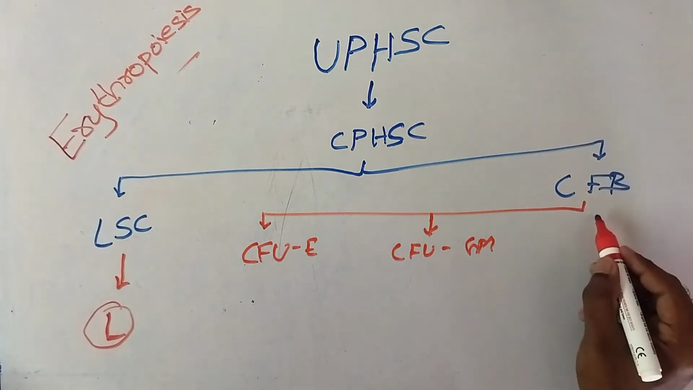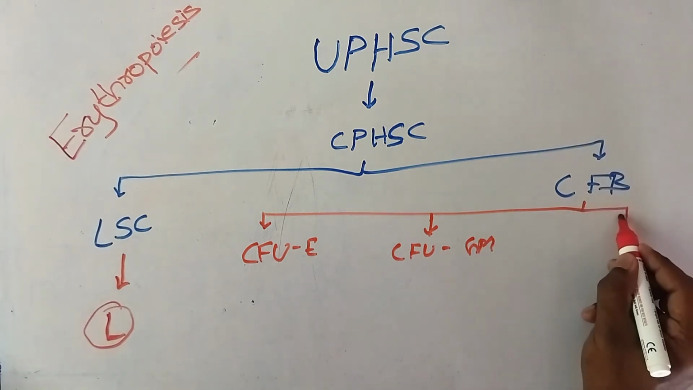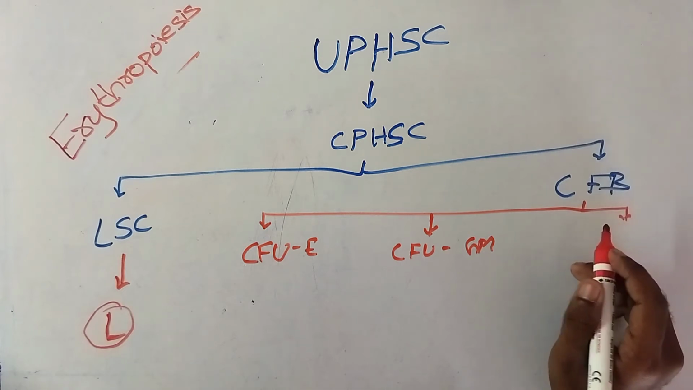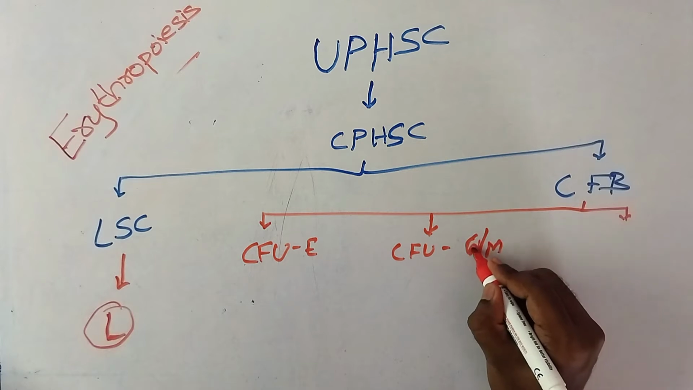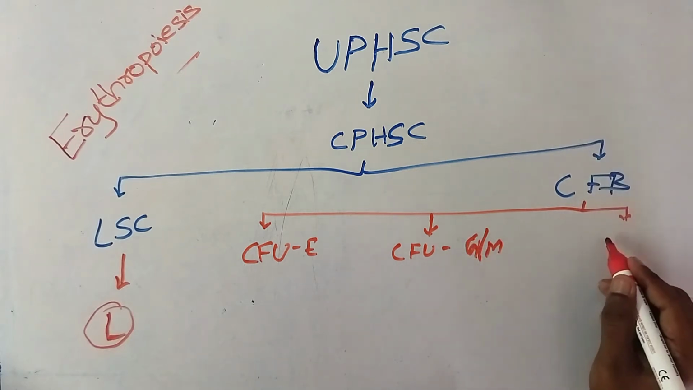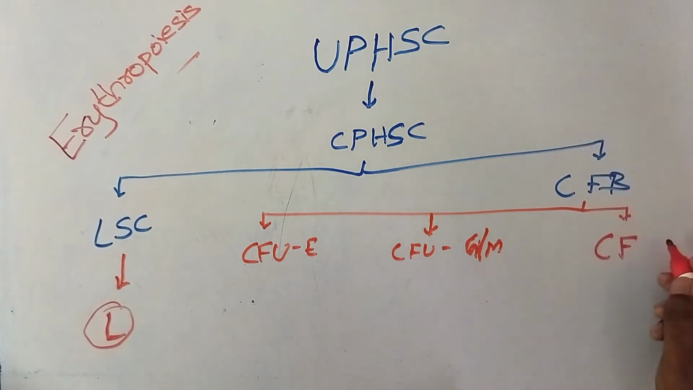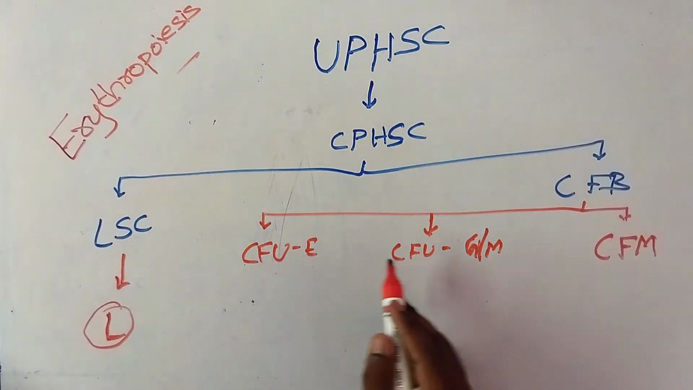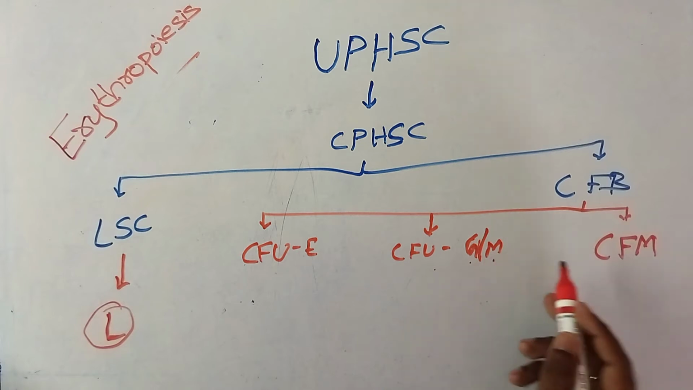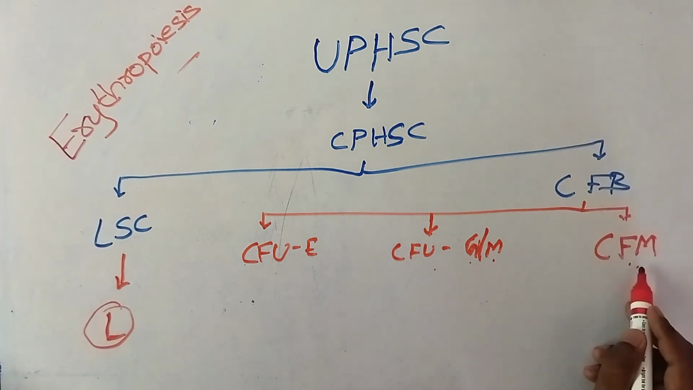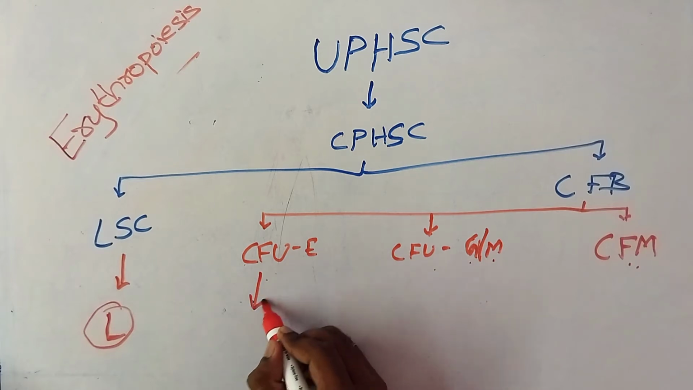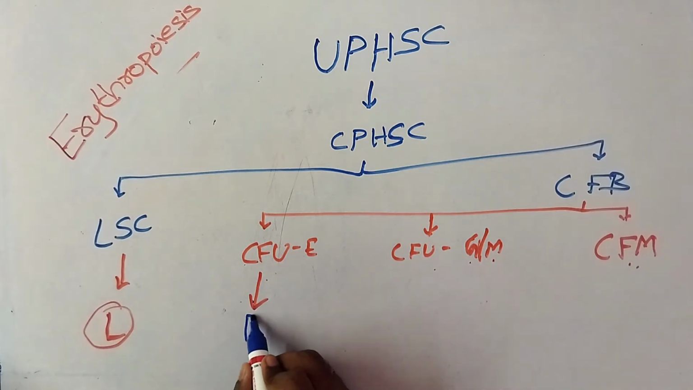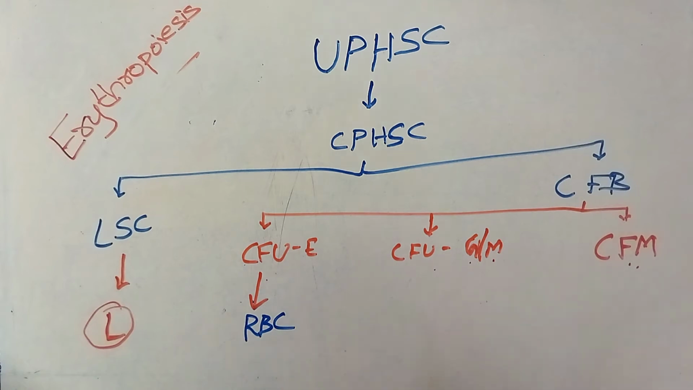The next one is colony forming granulocytes or monocytes. Next one is colony forming megakaryocytes. Colony forming erythrocytes, colony forming granulocytes or monocytes, colony forming megakaryocytes. These colony forming erythrocytes give RBC.